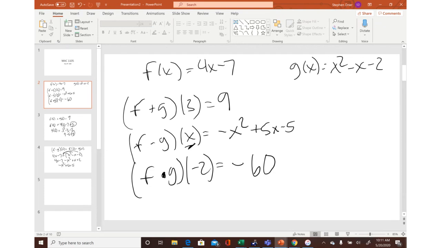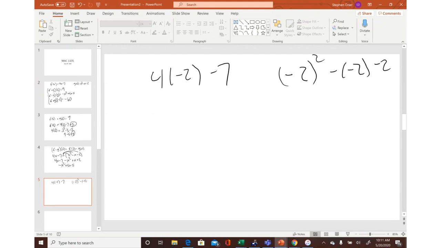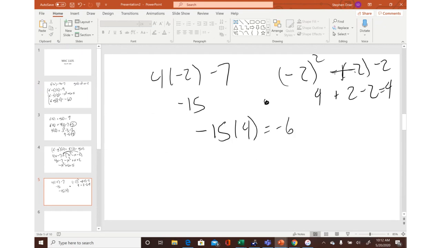Let's find f times g of negative 2. So f times g of negative 2, you're going to do 4 times negative 2 minus 7. And then negative 2 squared minus negative 2 minus 2. This becomes negative 15. Negative and negative become positive. This becomes 4 plus 2 minus 2 equals 4. So you're going to multiply those two results together, negative 15 times 4, and you're going to get negative 60.